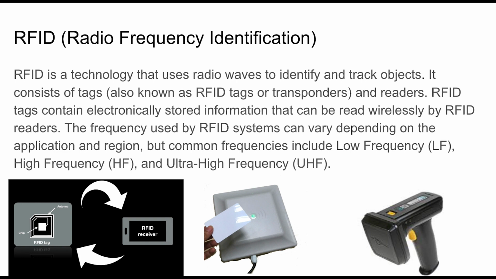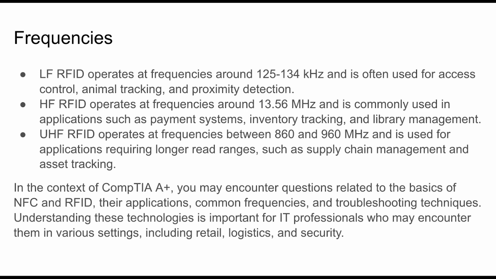The frequency used by RFID systems can vary depending on the application and region, but common frequencies include low frequency, high frequency, and ultra high frequency. They're pretty self-explanatory. Make sure that you look over the different frequencies that they operate at. For low frequency, you're between 125 and 134 kilohertz. And with a high frequency RFID, you're at 13.56 megahertz. And just know what they're used for.